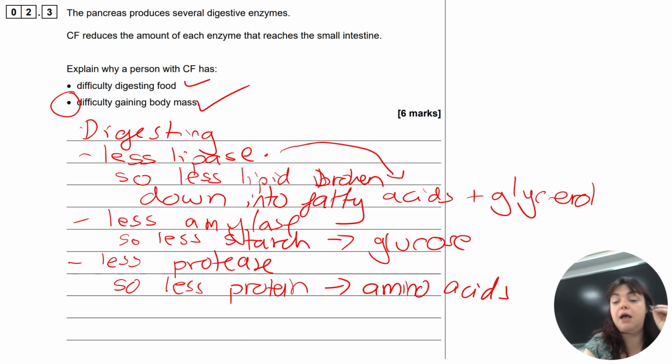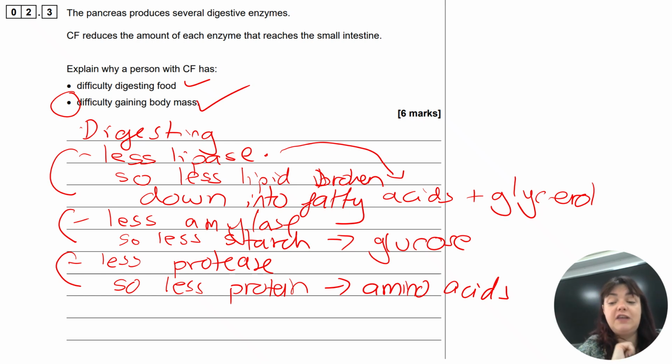However, you could just say this bit plus one other. If you've written all 3 of those things, but you've not mentioned difficulty in gaining body mass, you still get maximum 4. Okay, nothing we can do no matter how much you've done.